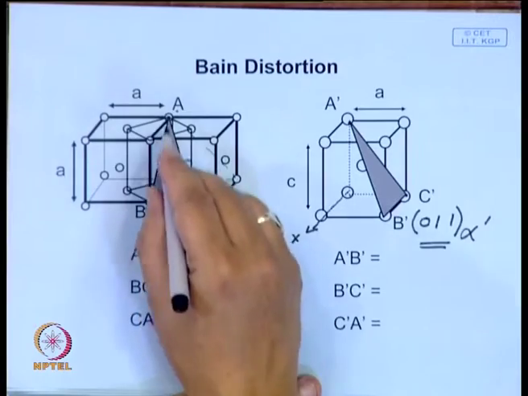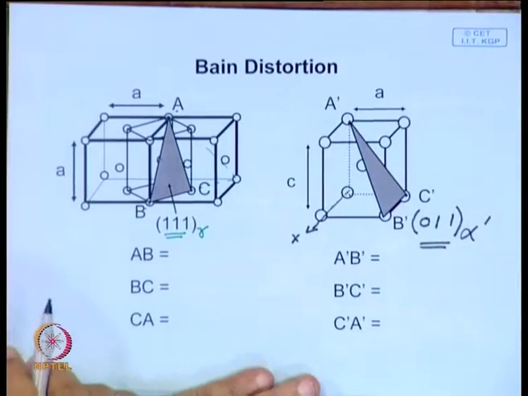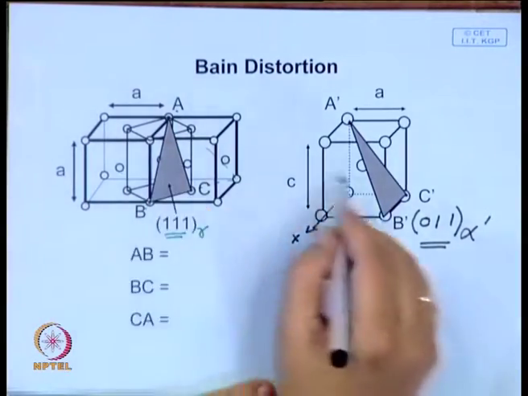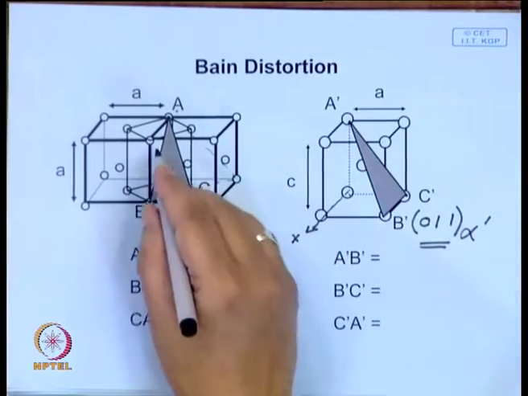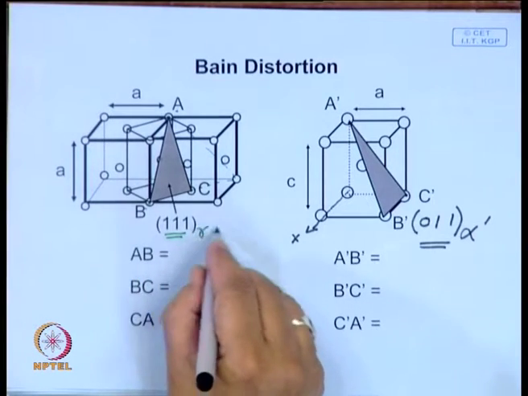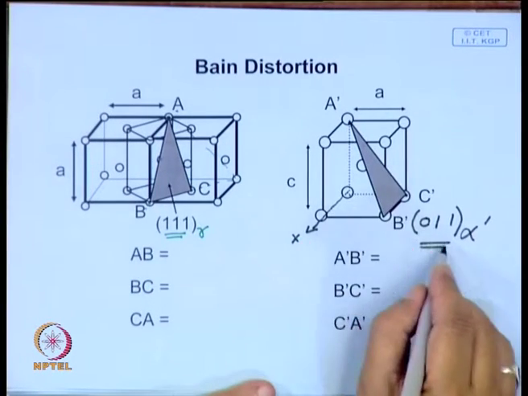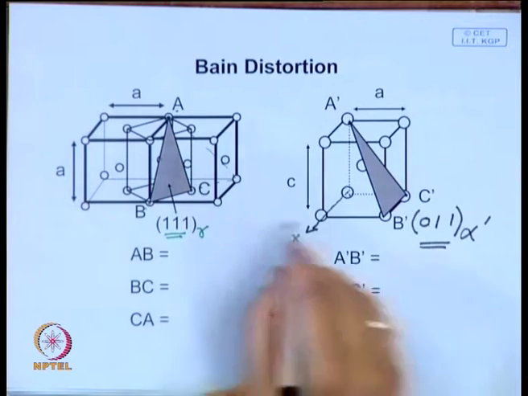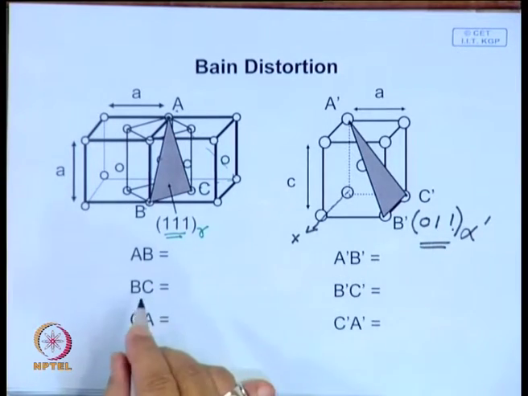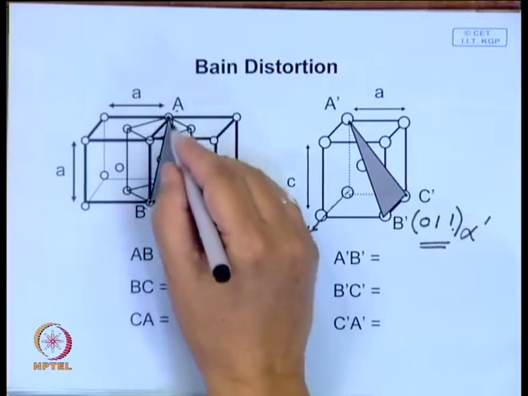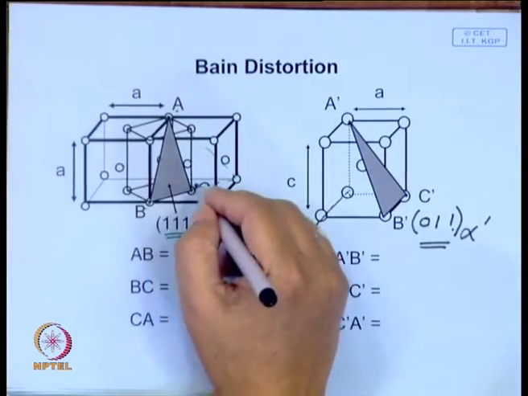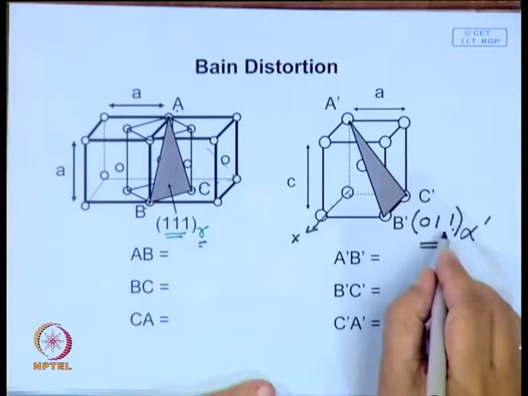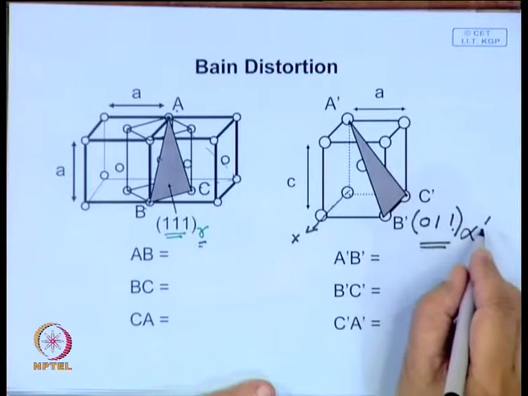So, that means this plane and this plane, they will have a close relationship, and in fact, this is called the habit plane. In one particular case, we can say this plane is parallel to this plane of a cube, a particular octahedral plane: the 1-1-1 plane in austenite is equivalent to the 0-1-1 plane in martensite.